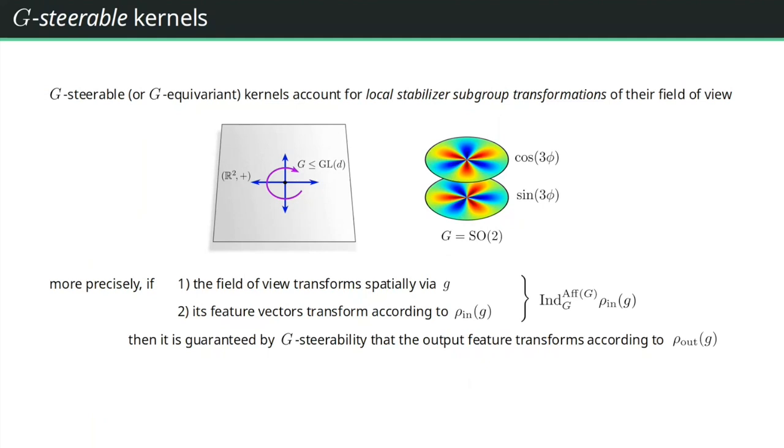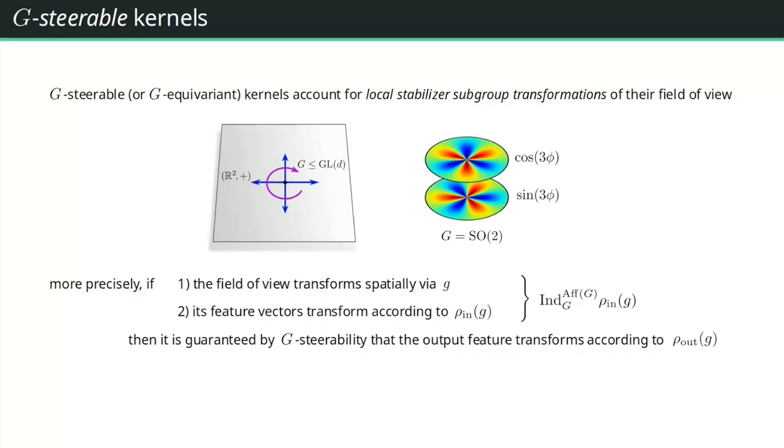These G-steerable kernels account for the local stabilizer subgroup transformations. So what happens if you have your image and then you apply the kernel somewhere, we can now restrict attention just to the field of view of the kernel and then think about what happens if we transform this field of view of the kernel? For instance, if we would rotate it. What these G-steerable kernels guarantee you is that if this field of view transforms spatially via G, so you would rotate your field of view feature field, it also transforms according to rho in. So together this means that we have the induced representation acting on our field of view. And then you apply this kernel to the field of view at that point.